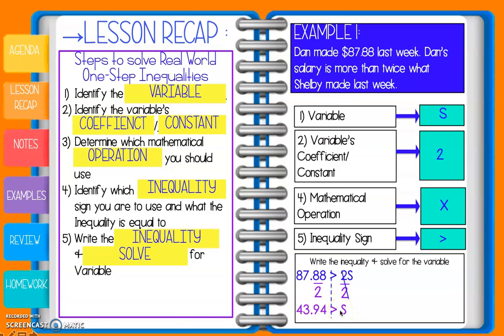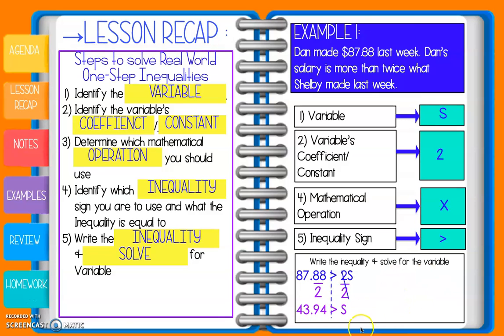Okay, now we talked about how we don't really like it when our variable is over here on the right. Okay, so we know we can just turn it around. What we could say is S is less than 43.94. And that's how I want you to write it so that when we make our graph, it's easy to see.